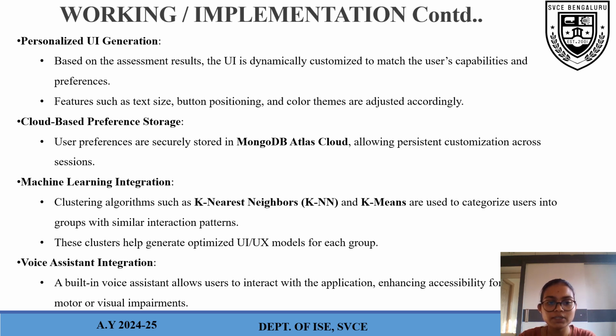Then comes the machine learning integration, wherein clustering algorithms such as k nearest neighbors (KNN) and k means are used to categorize user groups with similar interaction patterns. These clusters help generate optimized UI/UX models for each group. We chose KNN and k means because they're simple, efficient, and perfect for our task of grouping users with similar preferences. Since our data set is limited and our goal is clarity and performance, more complex algorithms like deep learning weren't necessary at this stage, and can be implemented in future enhancements.